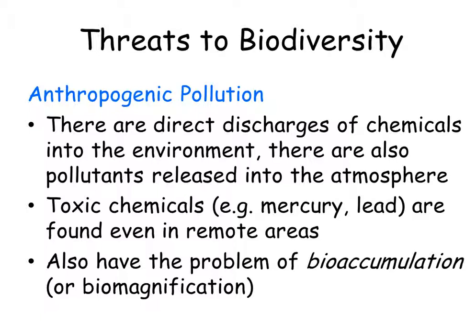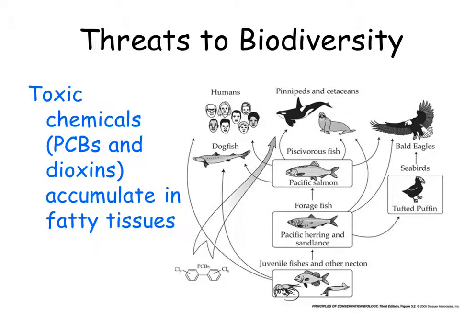There are indirect discharges of chemicals into the environment. Direct discharges. There are also pollutants released into the atmosphere. Toxic chemicals such as mercury and lead are found even in remote areas and also have the problem of bioaccumulation or biomagnification. Toxic chemicals such as PCBs and dioxins accumulate in the fatty tissues.